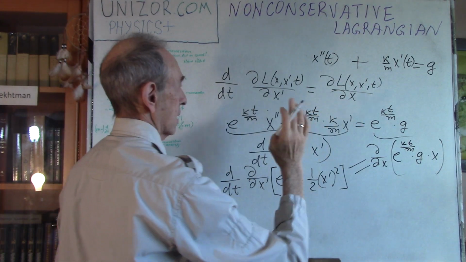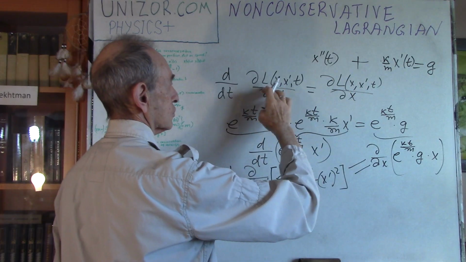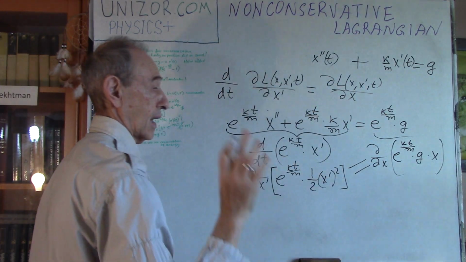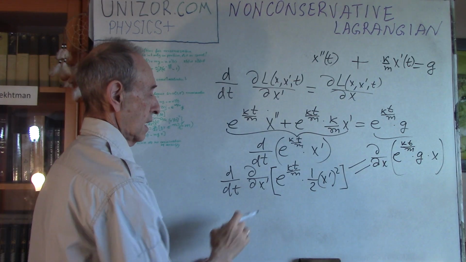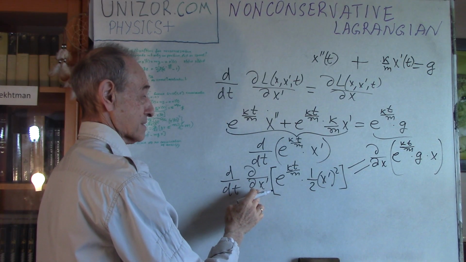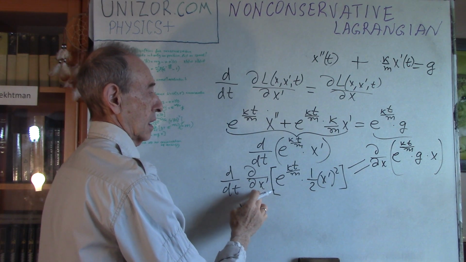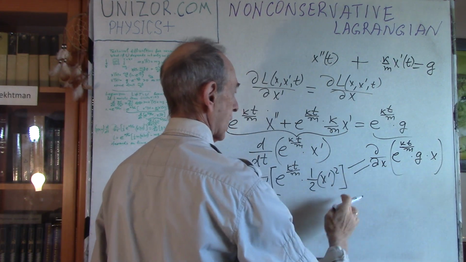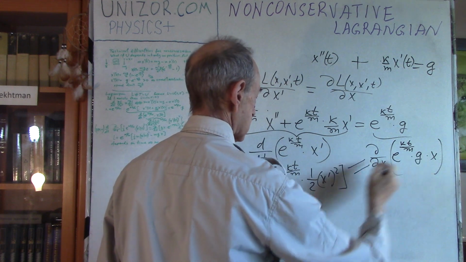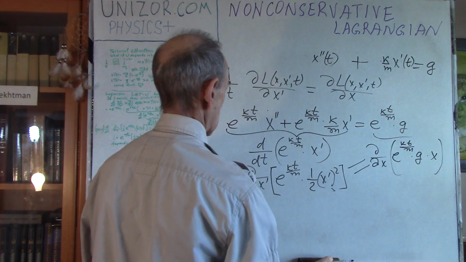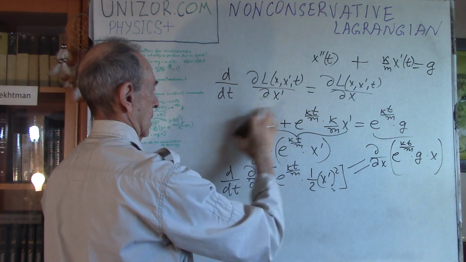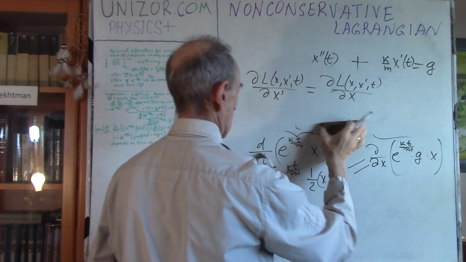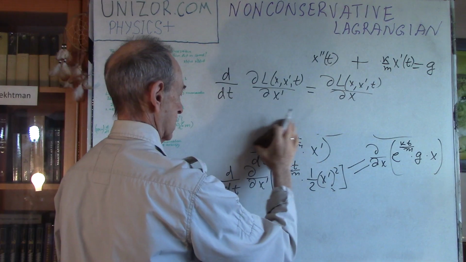The only problem is this should be the same function, L and L. Here I have two different functions. However, what's very important, this is a partial derivative by x prime, and this thing has no x prime. So I can always add this to this without changing anything.